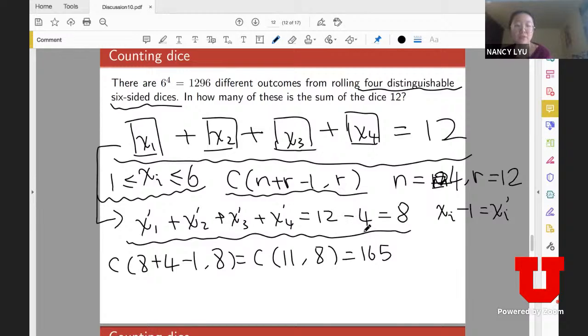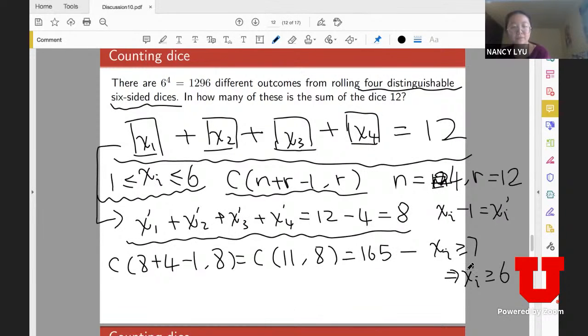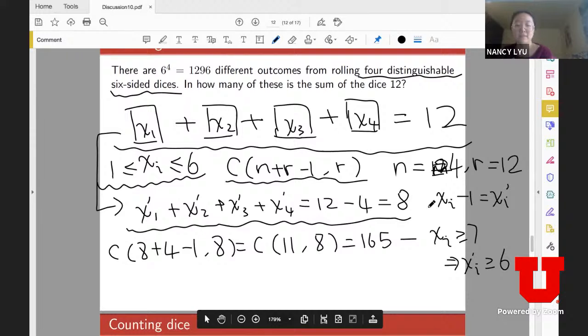But we also want to make sure that our x is less than or equal to 6. So we probably need to use this number to minus the outcomes where your xi is greater than or equal to 7, which means your x prime i is greater than or equal to 6, since your xi minus 1 is equal to xi prime. Is everyone still with me here?